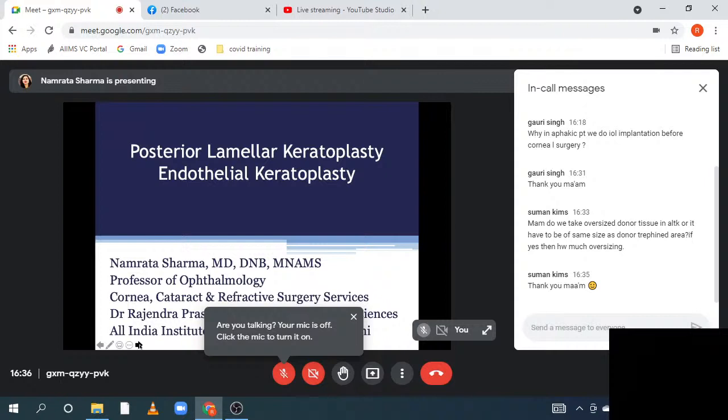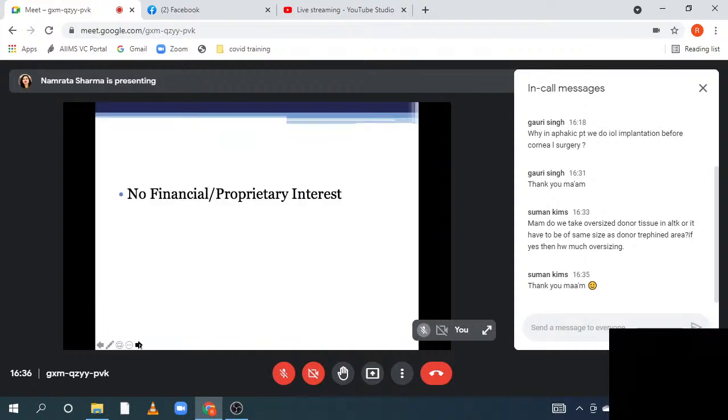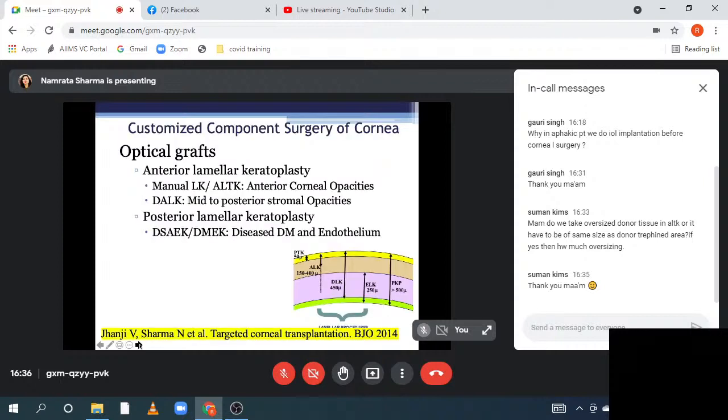Okay, I will be talking to you about posterior lamellar keratoplasty, or what we call endothelial keratoplasty. And after you had an overview of anterior lamellar keratoplasty, things have become a little simpler. There are no financial or proprietary interests in any of the products mentioned in the presentation. And because the component therapy of cornea has come into vogue, it makes sense that for diseases of Descemet's membrane and endothelium, one does posterior lamellar keratoplasty, as can be shown here, or a DSEK, DMEK, and now a PDEK.